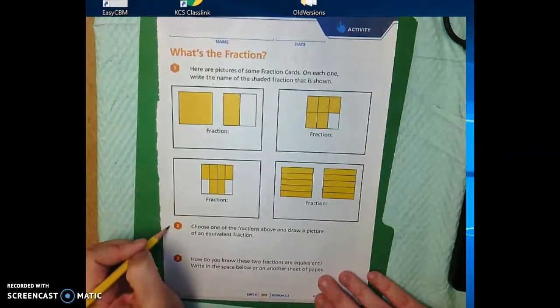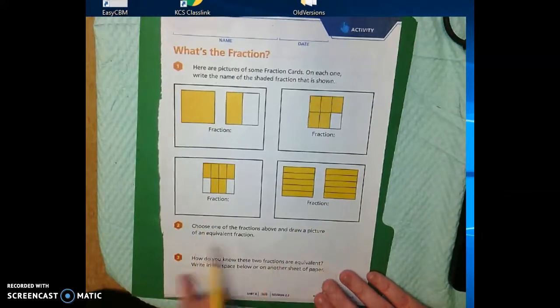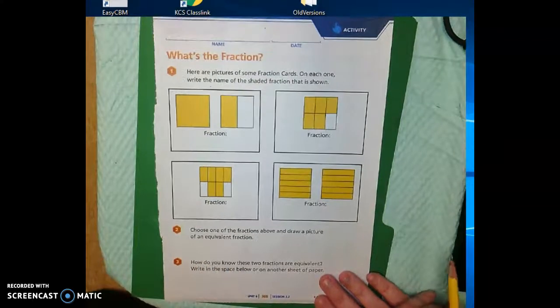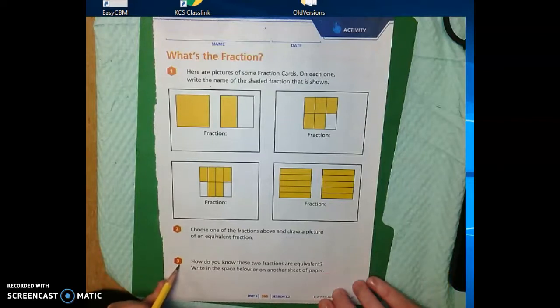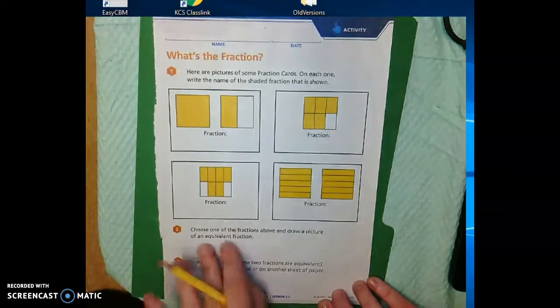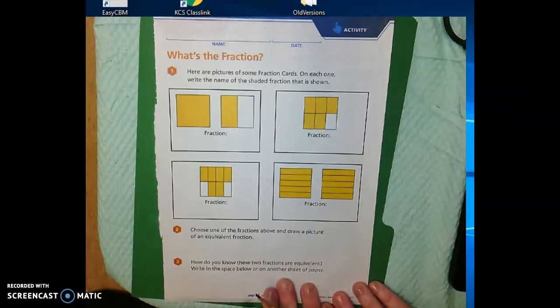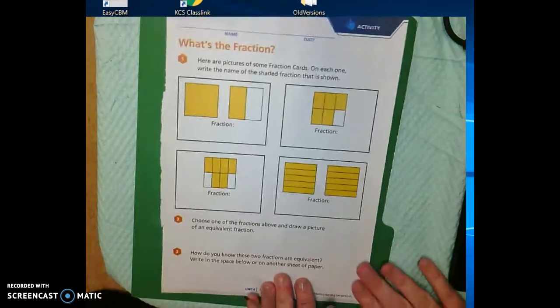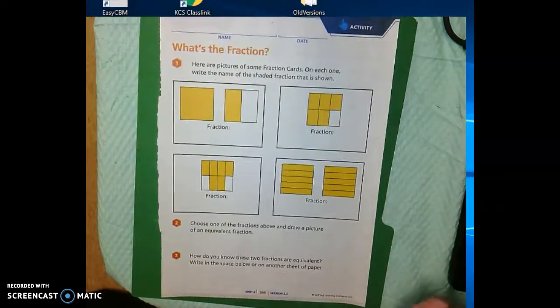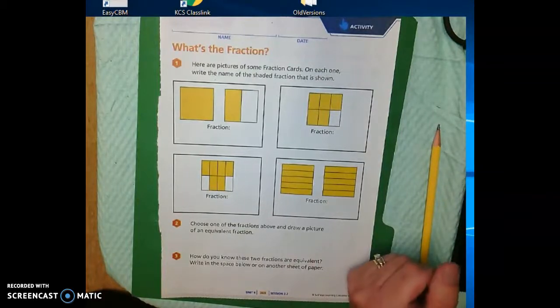Let's look at number 2. Number 2 says, choose one of the fractions above and draw a picture of an equivalent fraction. Remember, equivalent means equal. And then number 3, how do you know these two fractions, so the fraction you chose up here and the one you drew right here, how do you know they are equal or equivalent? Write in the space below or on another sheet of paper. Now pause your video, go ahead and finish this page, and when you are finished working on this page, you may press play again so that we can go over the answers.